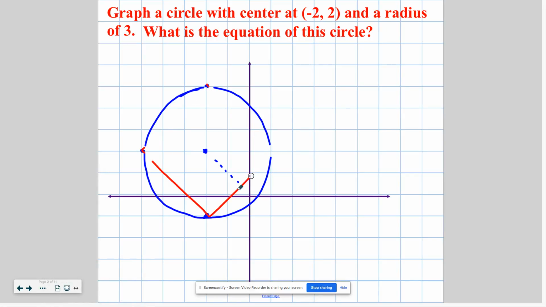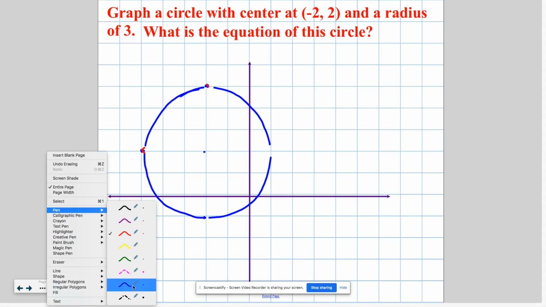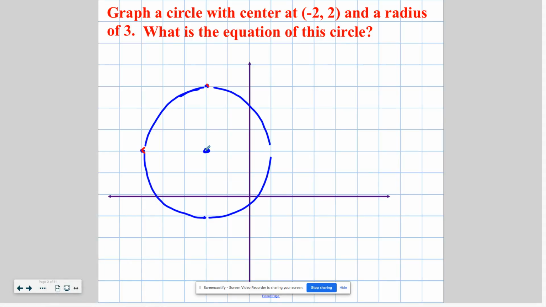Erase that for you so you don't think that's something good. All right. Set it there. So that's it. You just draw the circle. Now, what's the equation? I didn't have to draw it to get the equation. I can get the equation just from the information up above, but we're practicing both.